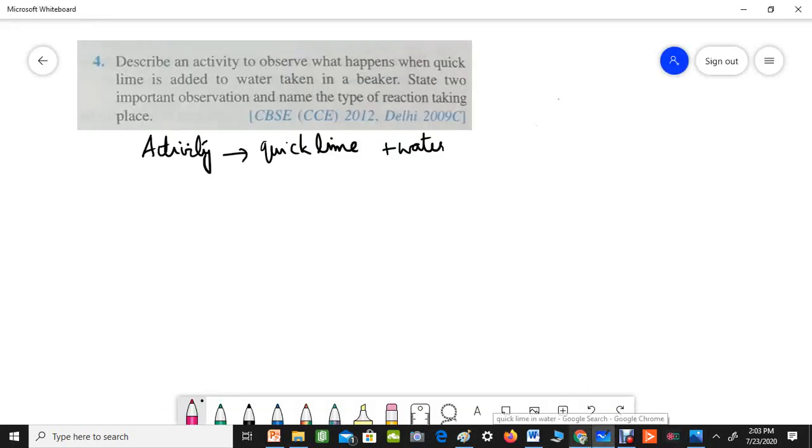The first question is, describe an activity to observe what happens when quicklime is added to water taken in a beaker. State two important observations and name the type of reaction taking place. So basically you need to write an activity when quicklime is added to water.